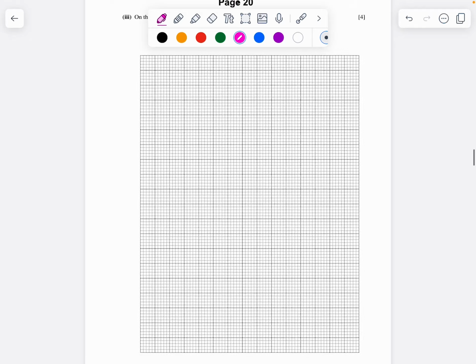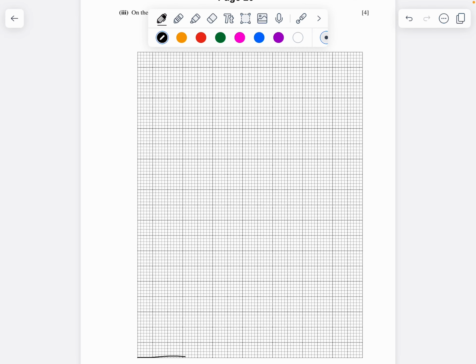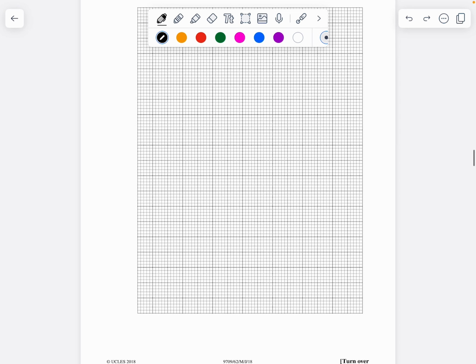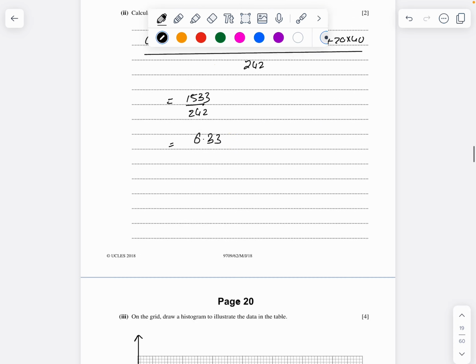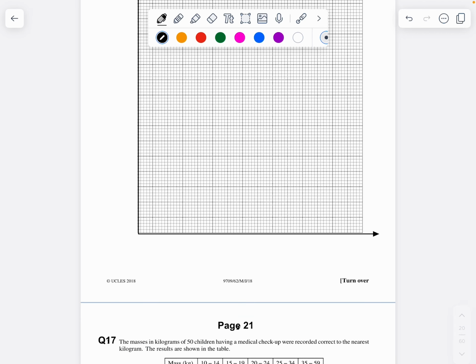Now I have to draw the x-axis and y-axis. So let me draw the x-axis and y-axis with an arrow over there, and over here also an arrow. Now I have to do 5, 10, 15, 20, 30. So it is better to do 5, maximum 10, 15, 20, 25, 30.